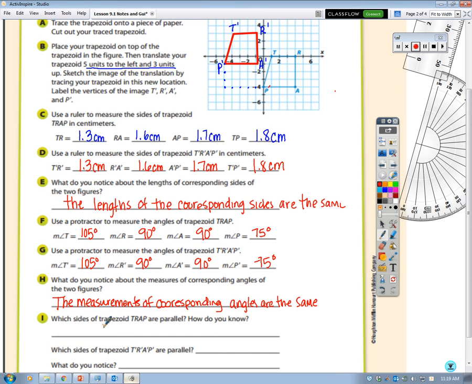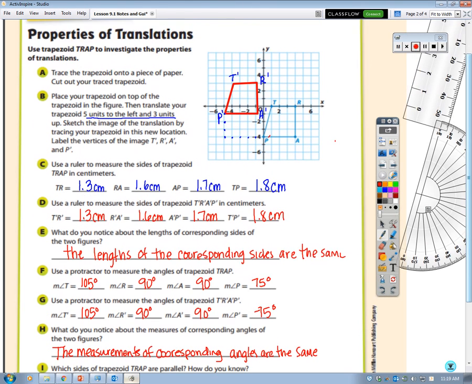So looking at, I'm just going to scroll this up here a little bit. If we look at our original image here, our pre-image, we can see that parallel is two lines that run at the same angle and never touch, right? They have the same slope and never touch. So these two lines right here lie along horizontal grid lines. This means they have the same slope. And this means they will never touch, which indicates that they are parallel, right? So that would be line TR and line PA.